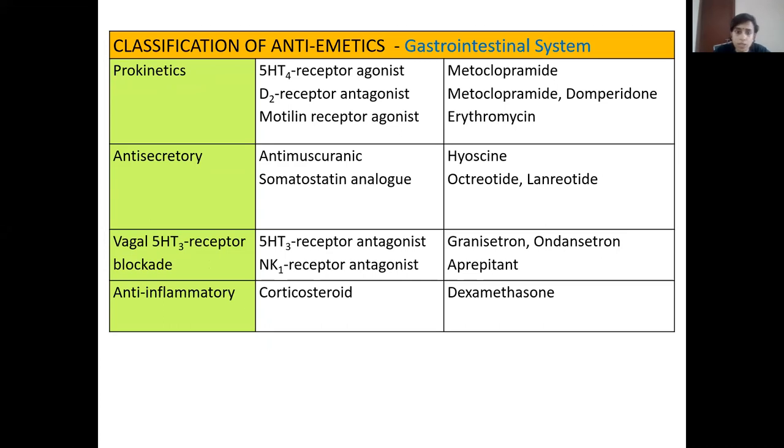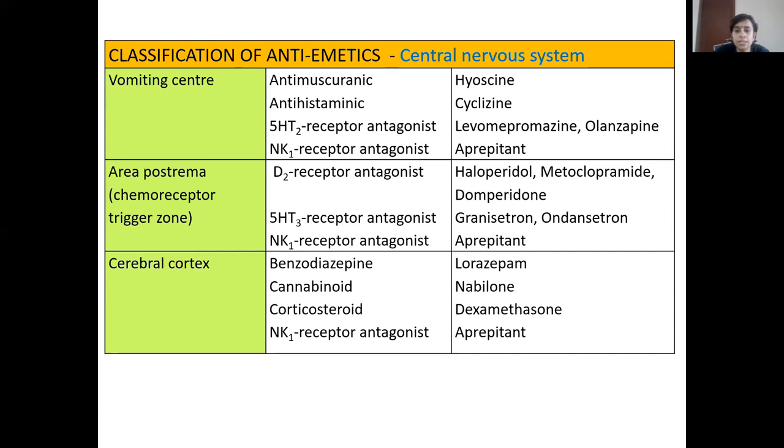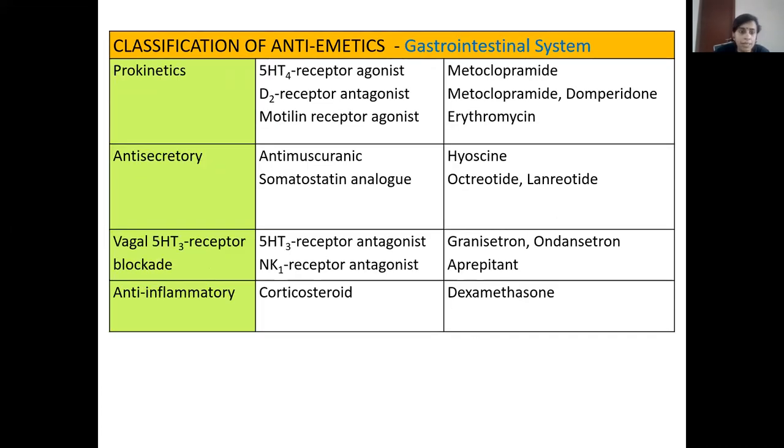So prokinetic drugs will help the gut to move properly. These are, again, D2 receptor antagonists. You notice that there is haloperidol and metoclopramide in the CTZ. But when it comes to the GI tract, for the D2 receptor, I have written only metoclopramide and domperidone. So haloperidol acts at the level of the CTZ, not in the GIT.